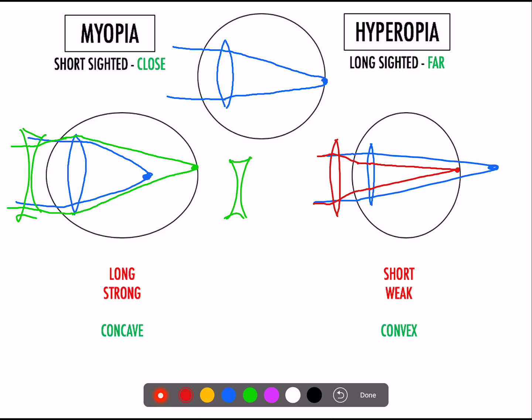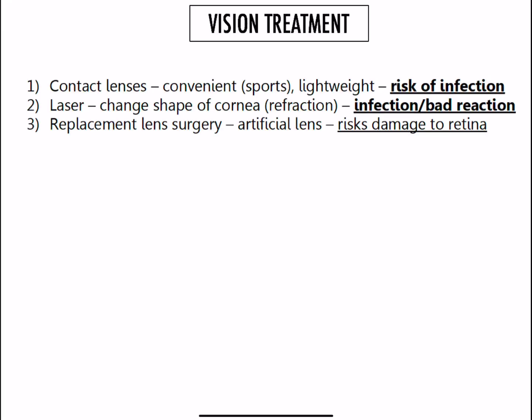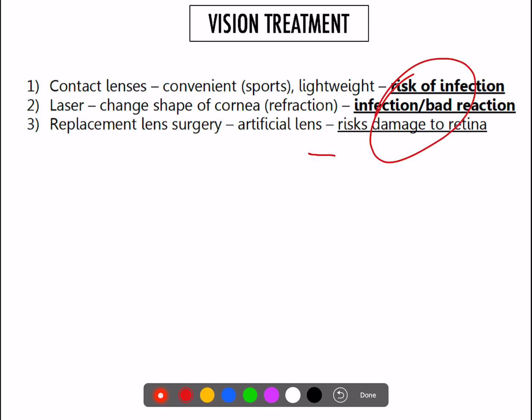Now, moving on, apart from lenses, we can give them contact lenses, but again, you've got pros and cons for each method: contact lens, laser surgery, and replacement lens surgery. So make sure you understand them and the disadvantages as well.